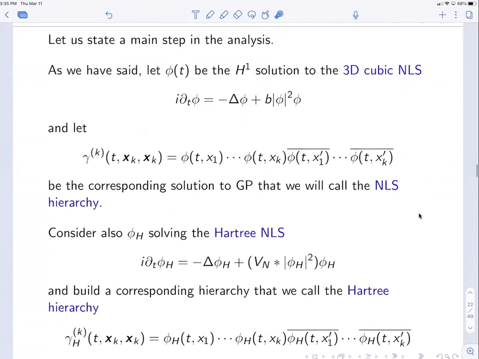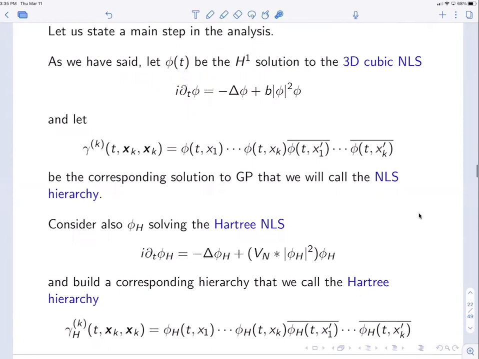So before I give the main features of the result and the historical overview, comparison to existing literature, let me just state a main step in the analysis, because I'll refer to that when I talk about the literature. So as we have said, we let phi of t be the H1 solution to the 3D cubic NLS. And then we build from that a solution to the Gross-Pitaevskii hierarchy, as stated here.